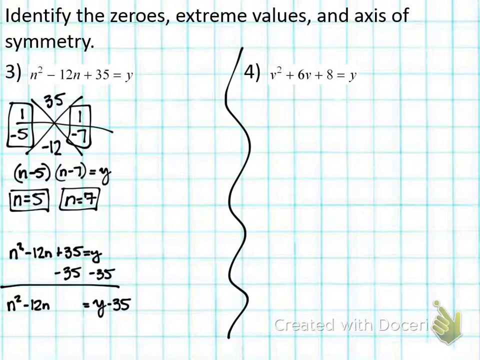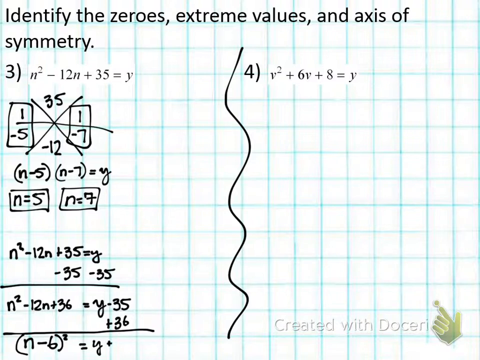Okay? What's half of negative 12? Negative 6. Negative 6 squared is 36, positive 36. Okay? The left side becomes what? N minus 6 squared, which is equal to negative 35 plus 36, which is positive 1. Are we done? No, we have to subtract 1 on both sides still, so we're going to have n minus 6 squared minus 1 is equal to y.